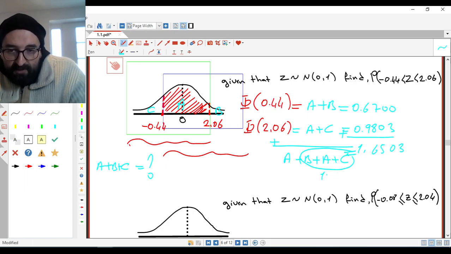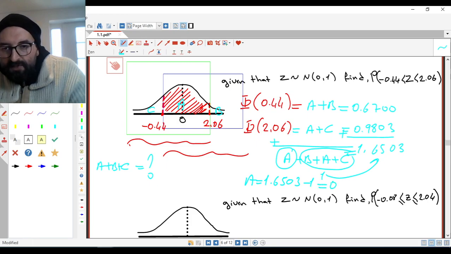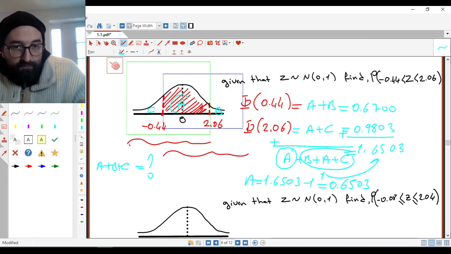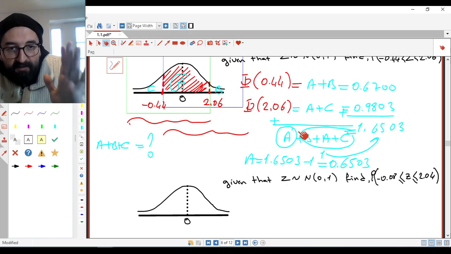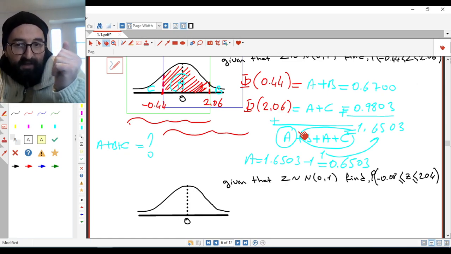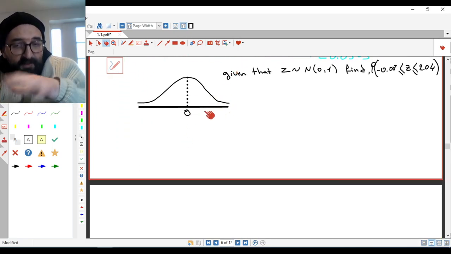If I subtract 1 from this, I can find A. So A is 1.6503 minus 1, which is 0.6503. And also I looked for A. Don't worry. I will solve a similar question again, and this question is the last question.